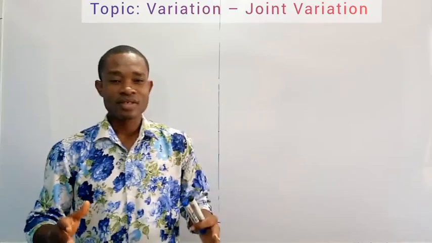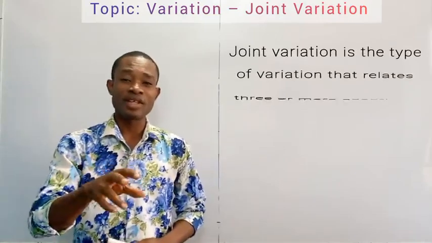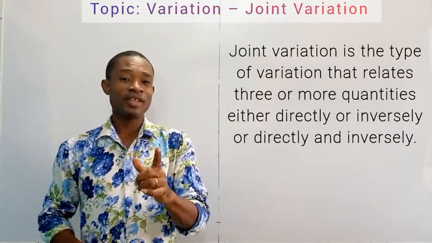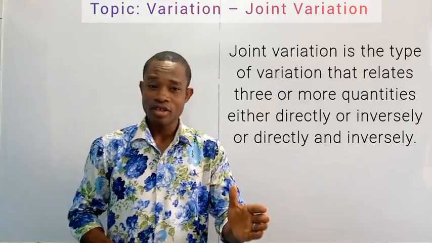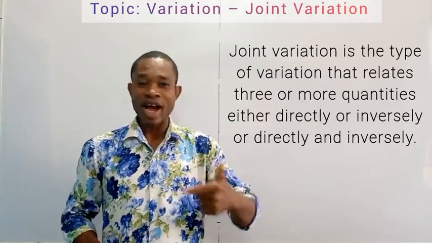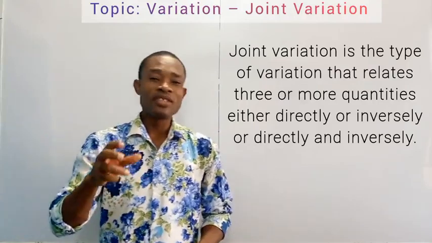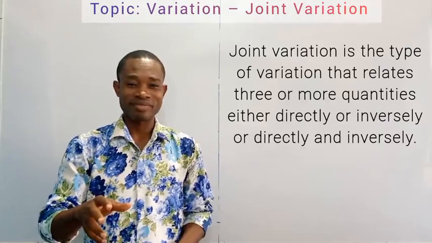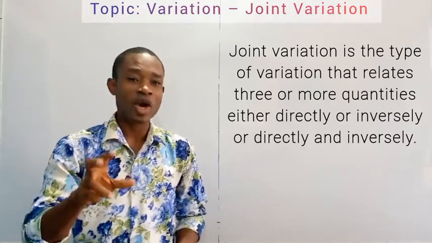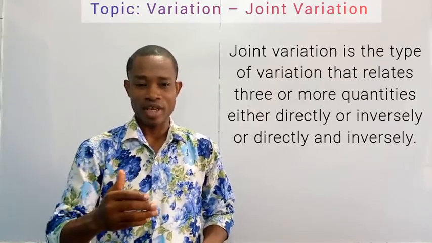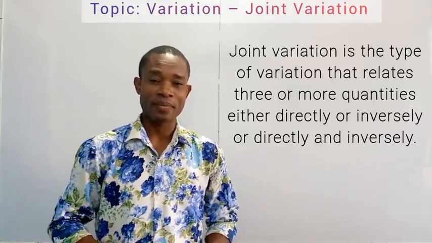And so straight on, we are going to define joint variation. This is a type of variation that relates three or more quantities, either directly, or inversely, or directly and inversely. What do you make of this definition of joint variation? Point number one you want to take into account is that joint variation deals with three or more quantities, as the case might be. Okay?